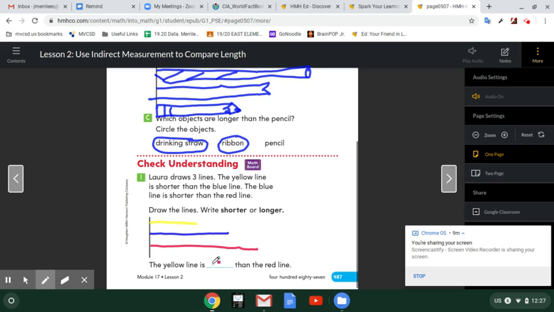The yellow line is blank than the red line. It would be shorter than. My red looks a little pinkish, but you get the idea. So the yellow line is shorter than the red line.